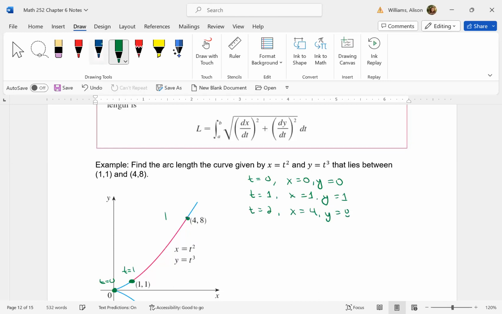right here. And as you can see, I'm showing you where these ordered pairs are coming from, where this curve is coming from. This is all coming from plugging in values of t.